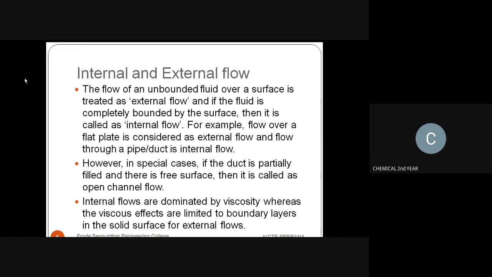Whereas external flow is the flow of an unbounded fluid over a surface. If the duct is partially filled and there is a free surface, we call that open channel flow. Normally, in internal flow, the presence of viscosity will be very high; it will be dominated by viscosity. When we speak about external flows, the viscous effects will be limited to boundary layers in the solid surface.